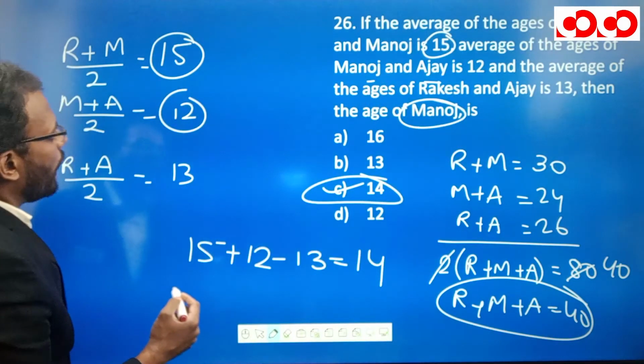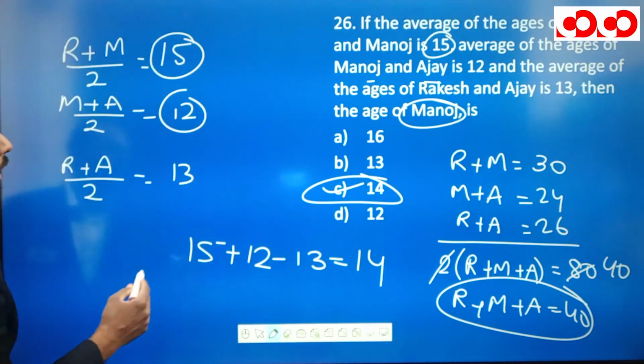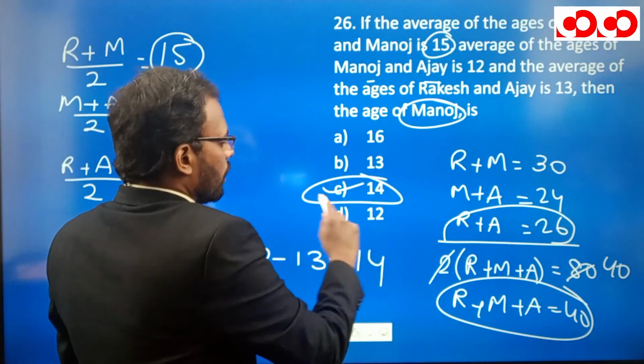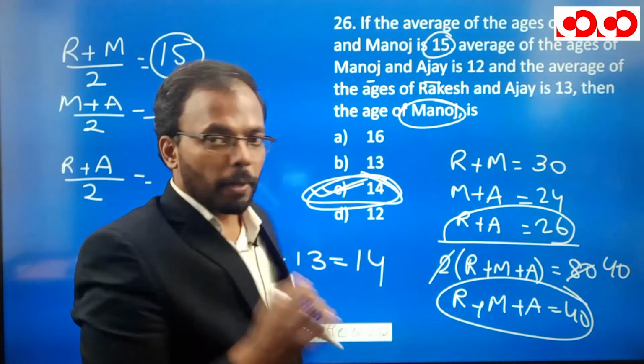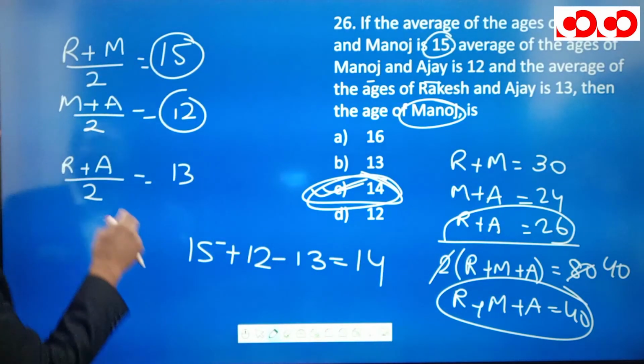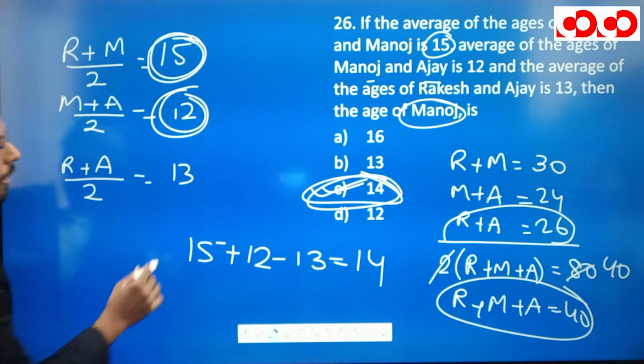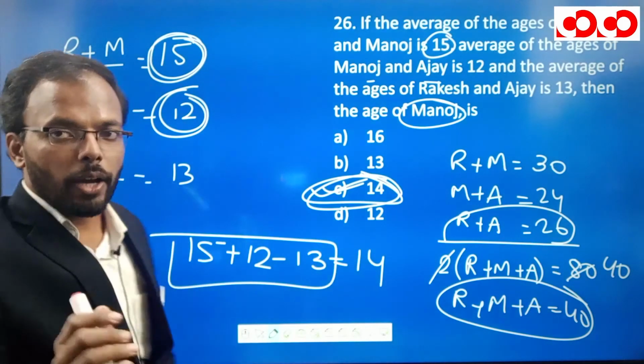What we need to find is Manoj's age. So if I subtract this R plus A, which is 26, from this 40, I'll get Manoj's age as 14. But the direct short trick is that if you need to find Manoj's age, just add these two and subtract this from it, you'll get 14 as the answer. I hope this is clear to you.